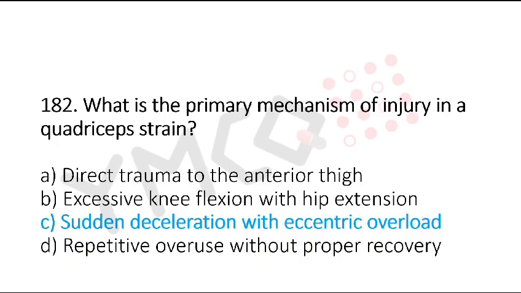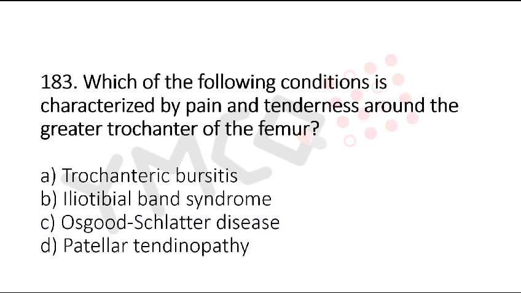Now let's move to question number 183. Which of the following conditions is characterized by pain and tenderness around the greater trochanter of the femur? Option A, trochanteric bursitis. Option B, iliotibial band syndrome. Option C, Osgood-Schlatter's disease. Option D, patellar tendinopathy. And the answer is option A, trochanteric bursitis.